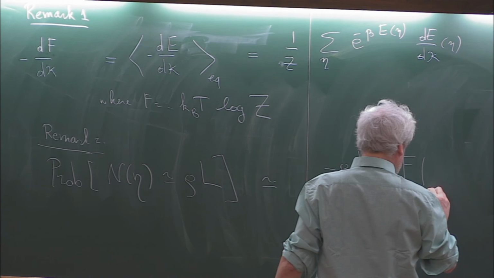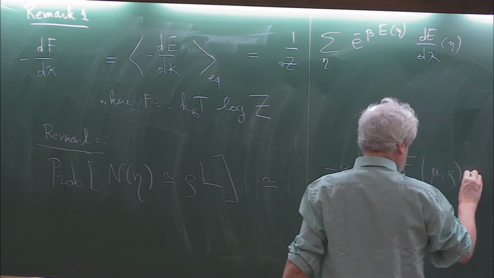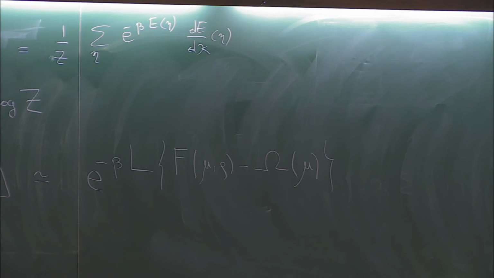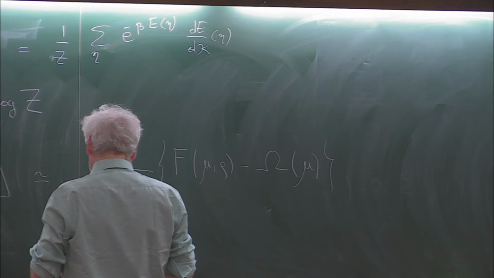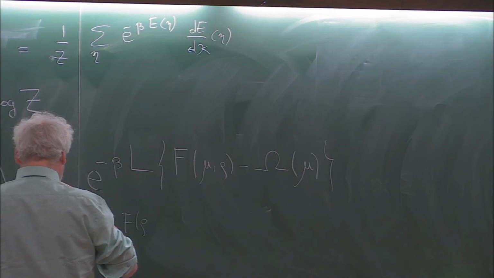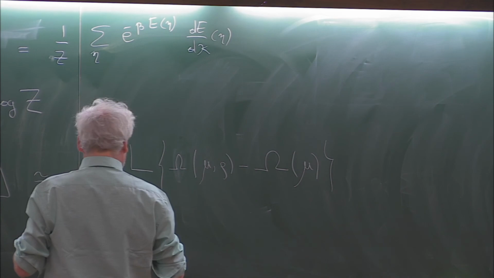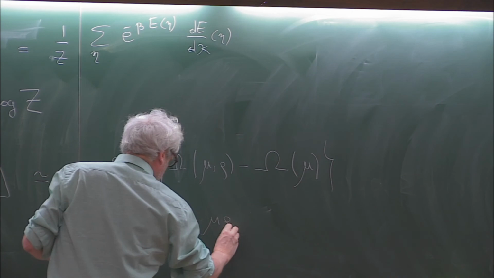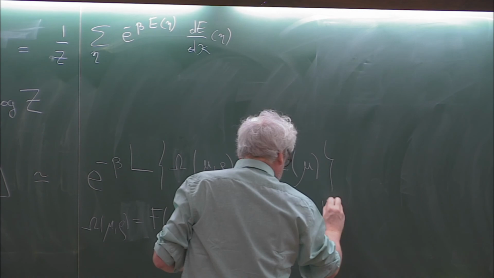Maybe I should copy them. Yeah, maybe I should be specific. I will not derive that. I just wanted to give this as a remark. So where the f of rho and mu, I'll write this as omega mu rho. And this omega mu rho is equal to f of rho minus mu rho, where f of rho is the canonical one. So it's like minus k_B T per L logarithm.